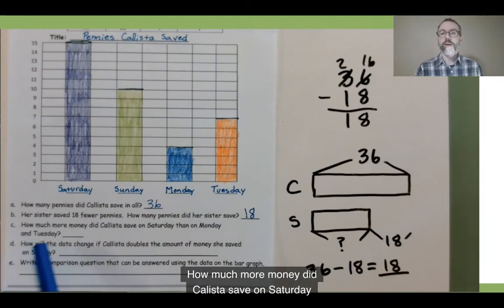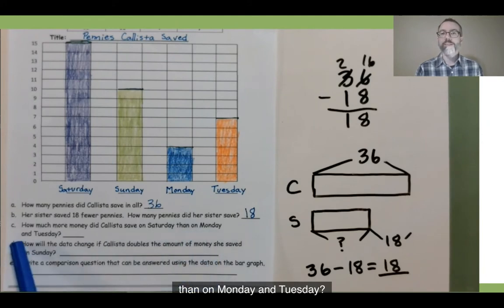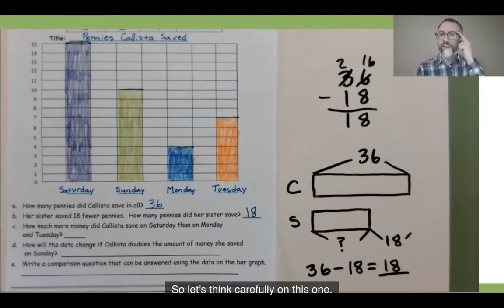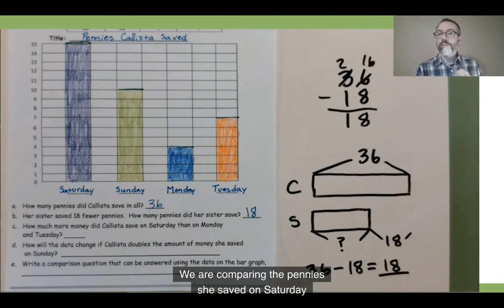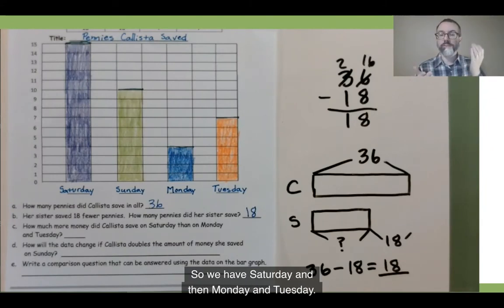How much more money did Callista save on Saturday than on Monday and Tuesday? So let's think carefully on this one. What are we comparing in this problem? We are comparing the pennies she saved on Saturday and the pennies she saved on Monday and Tuesday. So we have Saturday and then Monday and Tuesday.